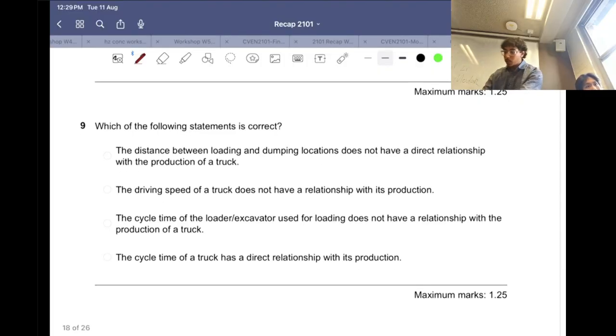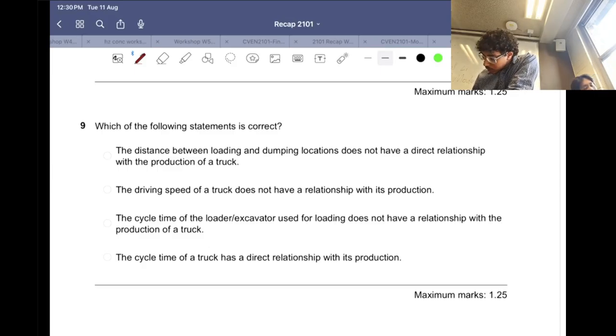Another question, which of these following statements are correct? You'll notice that you get lots of these types of questions. So which is correct, which is wrong, and they give you 4 statements. It's very theory-based, and you just have to understand why we use each individual component of equipment. So which statement here is wrong? The distance between loading and dumping sites does not have a direct relationship with the production of a truck. It does. The further it is, the more time it takes.